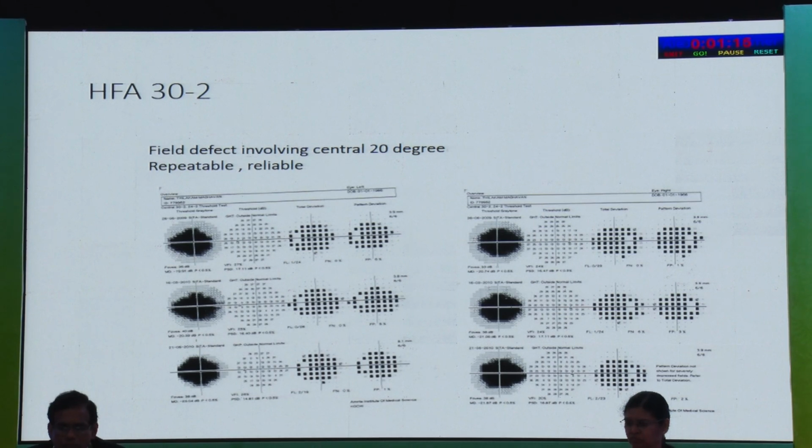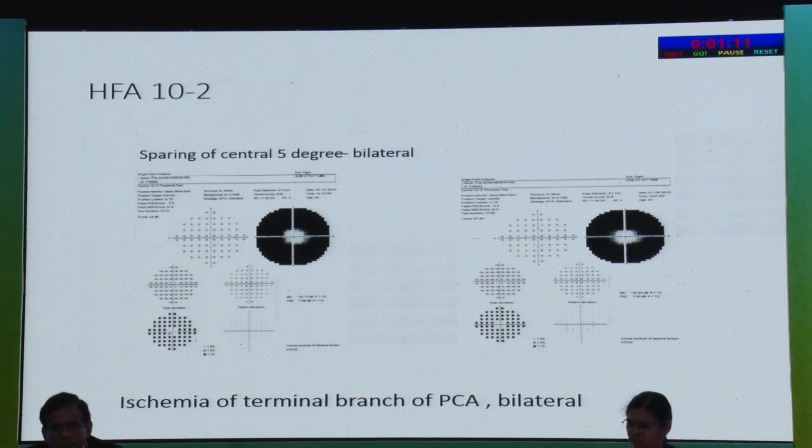Then we did 10-2, which showed that the field defect was sparing the central 10 degrees. So possibly it is due to ischemia of the temporal branch of the posterior cerebral artery which caused this problem. And she gave a history of severe headache before this episode, possibly due to migraine causing bilateral ischemia.